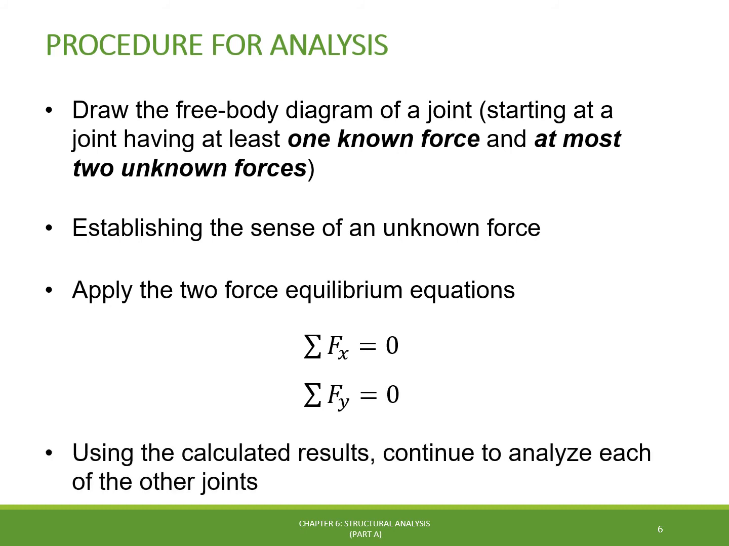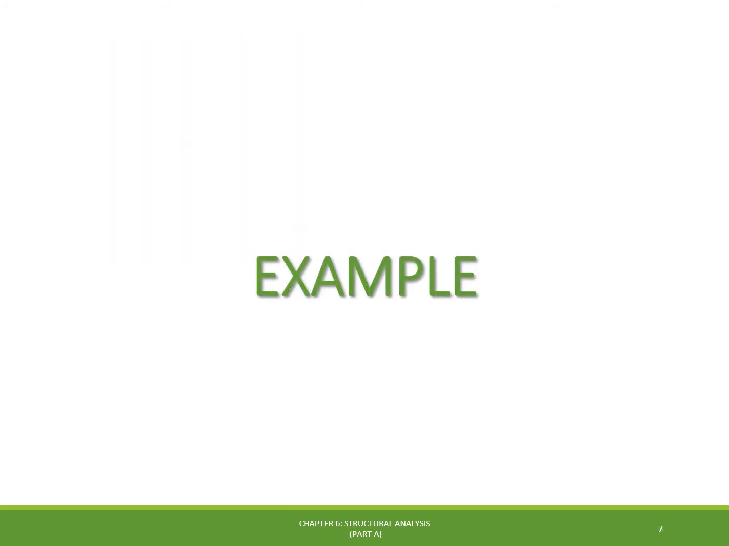Finally, using the calculated results, we continue the analysis for each of the other joints. Remember that a member in compression pushes on the joint and a member in tension pulls on the joint. Also, be sure to choose a joint having at most 2 unknowns and at least 1 known force. Now, let's demonstrate this procedure of analysis through one example.